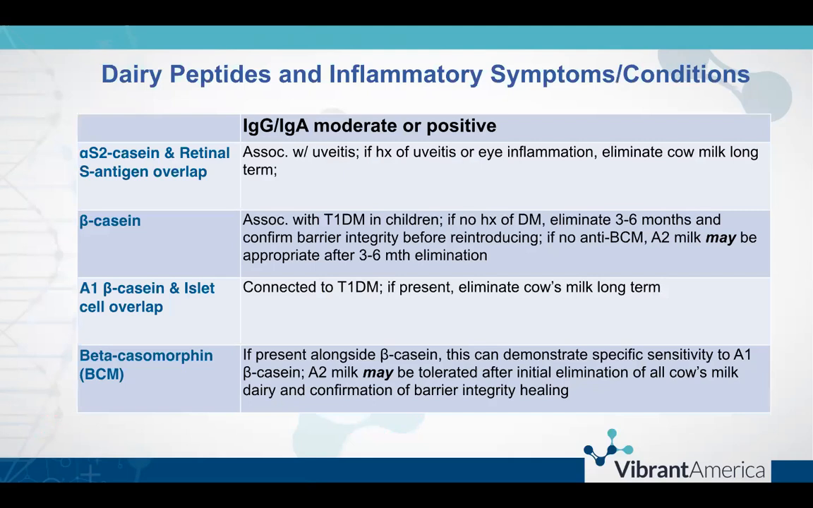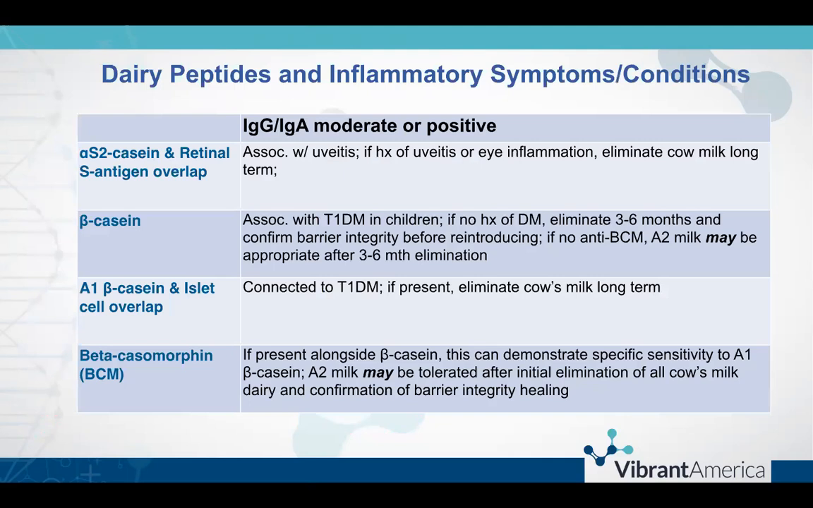Beta casein, of course, we know there's some connection with type 1 diabetes in children. If there's no history of diabetes, still possibly elimination for 3 to 6 months, confirm barrier integrity before reintroducing the food. If there's no anti-beta casomorphin, A2 milk may be appropriate after that initial 3 to 6 month elimination.